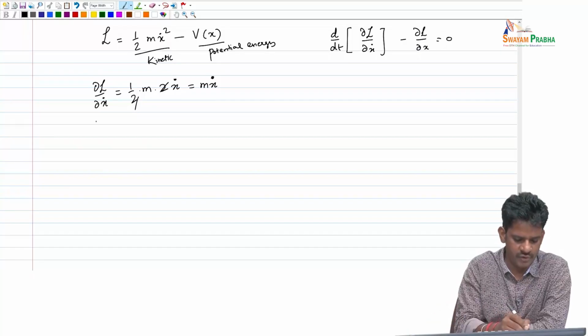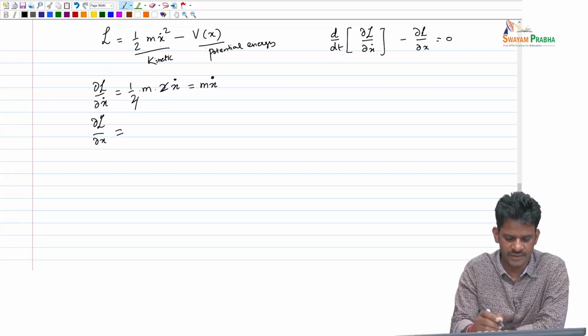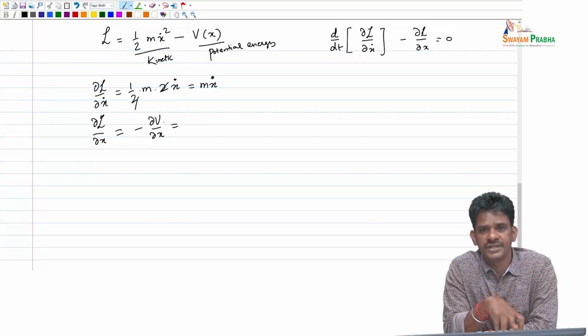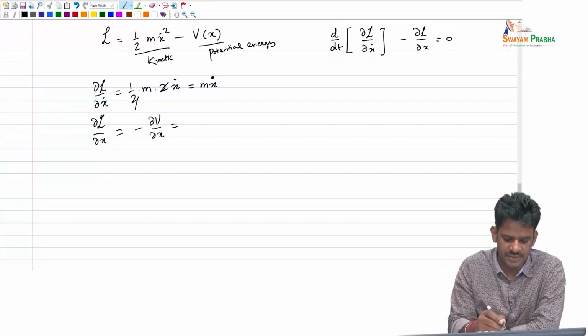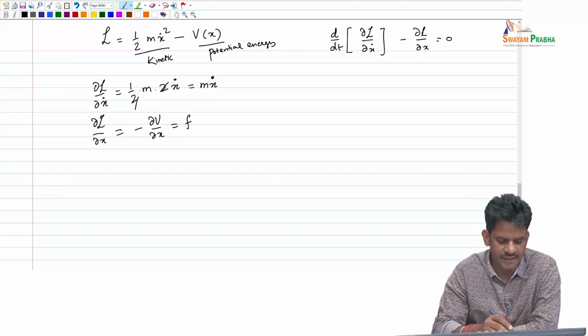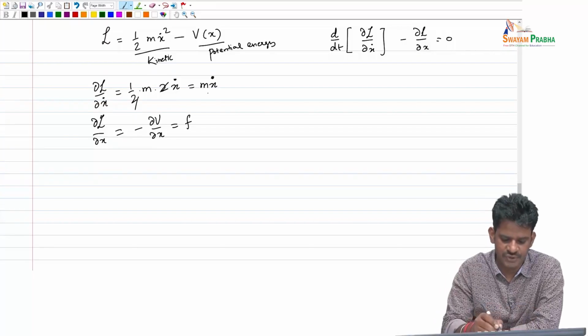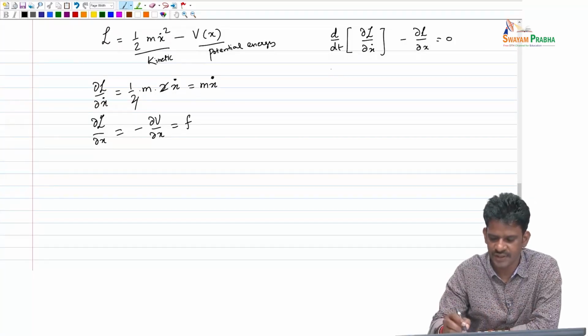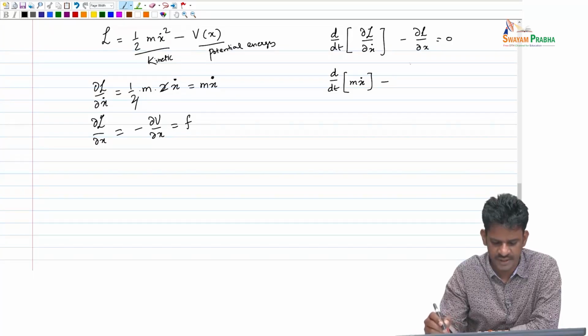And the second thing is dou L by dou x. Here only this derivative will contribute. So, we have dou V by dou x, and this is basically the spatial derivative of the potential energy with a negative sign, and that is something we call a force. Okay. So, the force is given as the negative derivative of potential energy with respect to the spatial coordinate x. Now let us substitute these partial derivatives in here. So, we get d by dt of m x dot minus f.